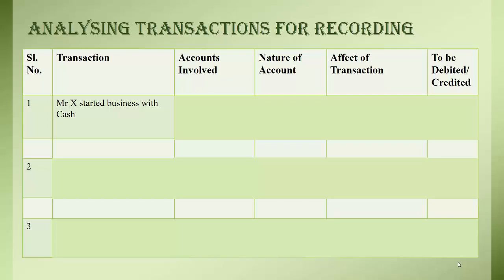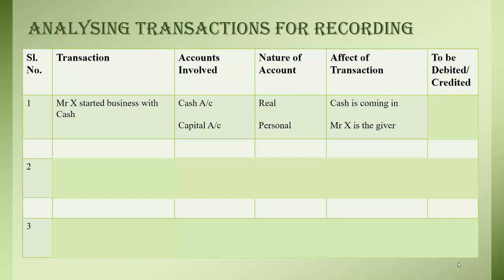So let's check what are the accounts involved in this transaction. Cash account and capital account. Let's check the nature of the account. Nature of the account is nothing else but the type of the account, whether it is a real account, personal account, or nominal account. Cash account is a real account while capital account is a personal account. Why is it a real account or a personal account? Here are the reasons. Cash is a real account because cash is coming in, and Mr. X is a giver because Mr. X is investing an amount into the business. So Mr. X is a giver.